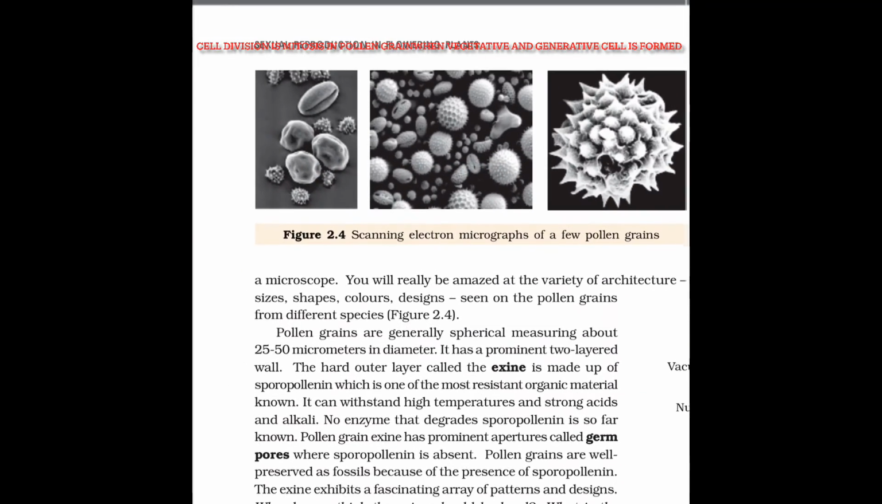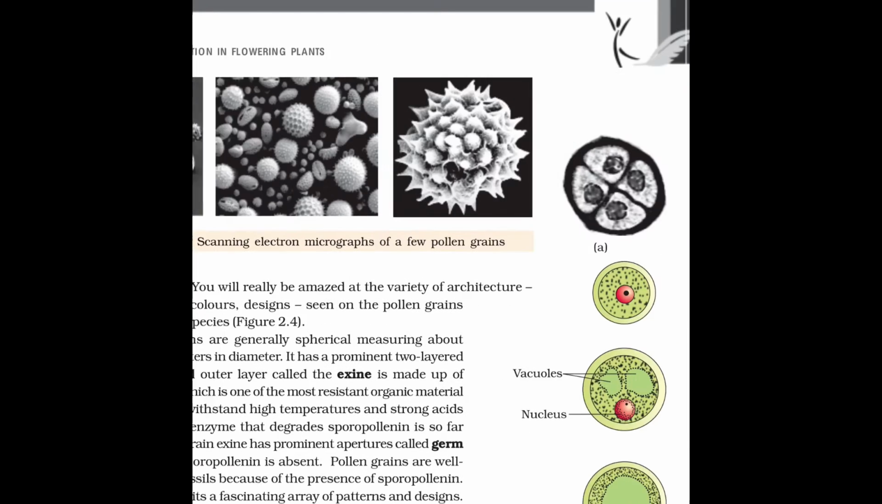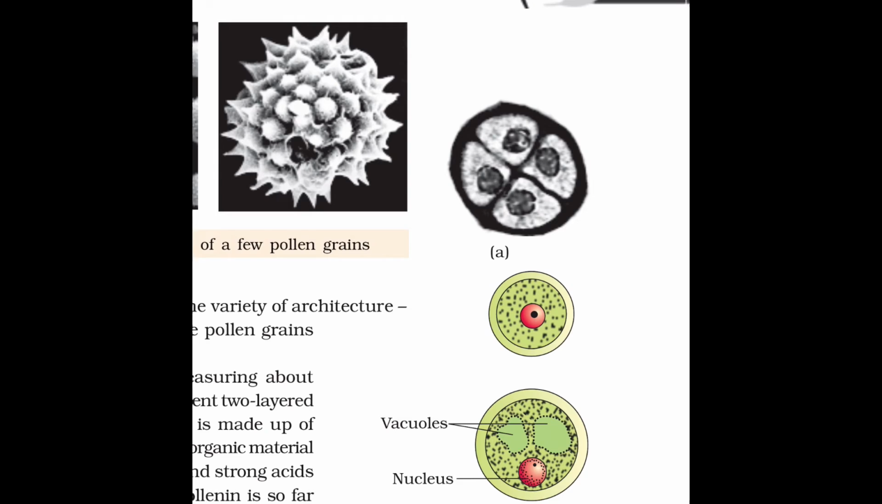Here you can see the various structures of the pollen grains. They are very beautifully structured from the outside. They have various formations on their exine or outer covering. You can see one microspore tetrad here, and from one tetrad, four pollen grains will be formed.